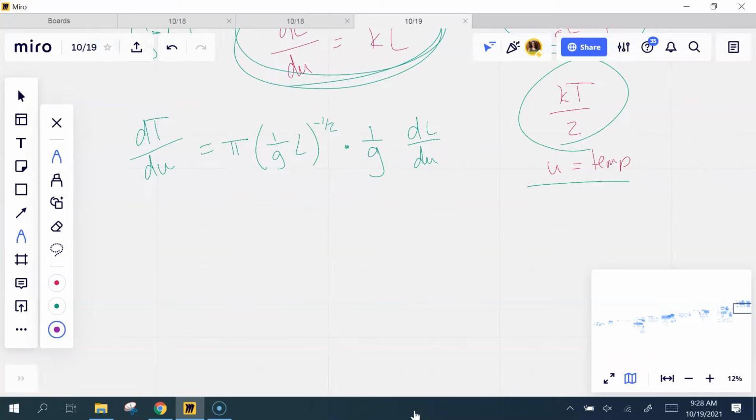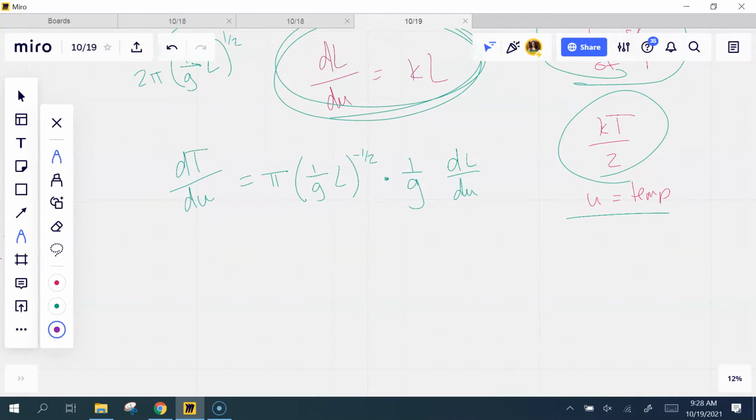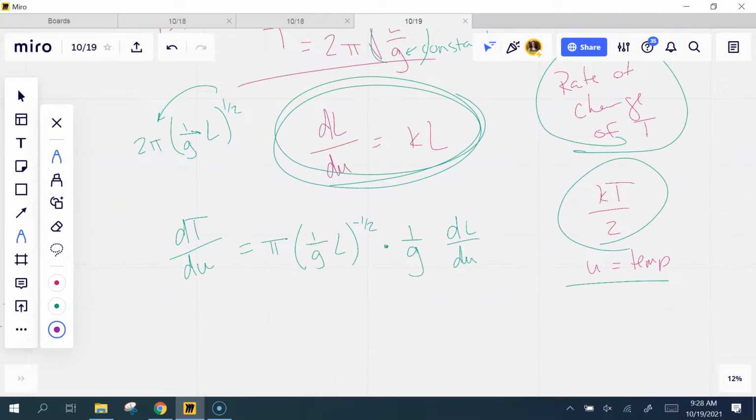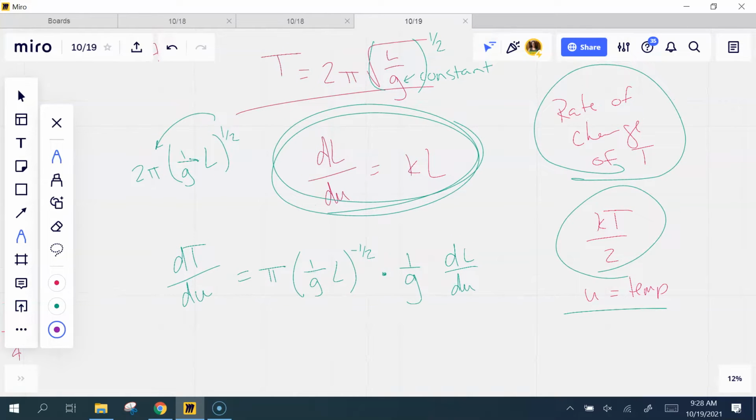Yes. All right, let me try to get through the rest of this quickly. This one's tough. All right, I'm gonna plug in what I was given. I was given dl du, so I'm gonna put a k L there. Right. So I end up with pi times, now if this is L over G to the negative 1/2, it's really G over L to the positive 1/2.